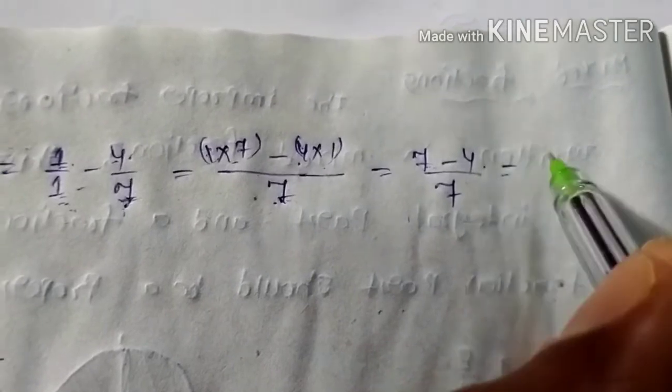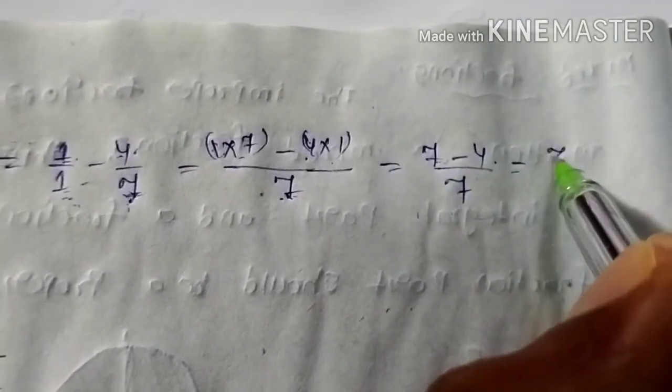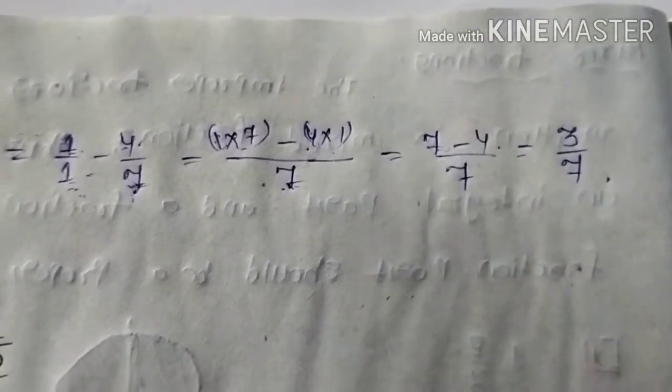See here, 1 7 is 7 only. Here 4 1 is 4 only. Here 7, 7 minus 4 means how much? 7 minus 4 is 3 only. Yes or no? You can write here 3 by 7. Your answer is how much? 3 by 7 is your answer.